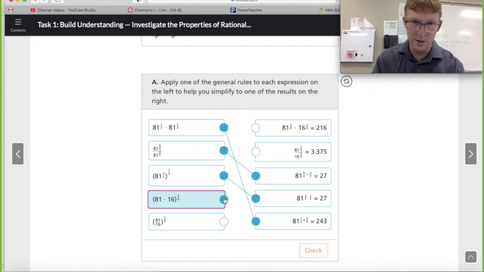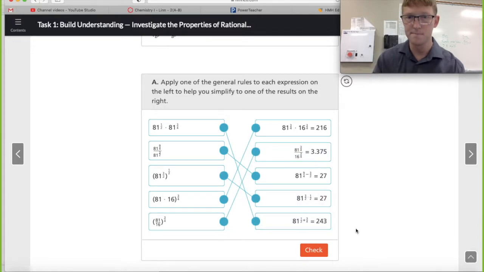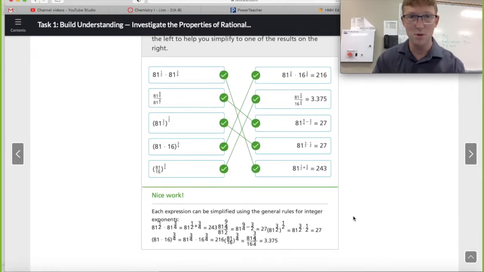And the product rule, you can split this up like that. And then this guy, you can again split that up like that. Yay, nice work.